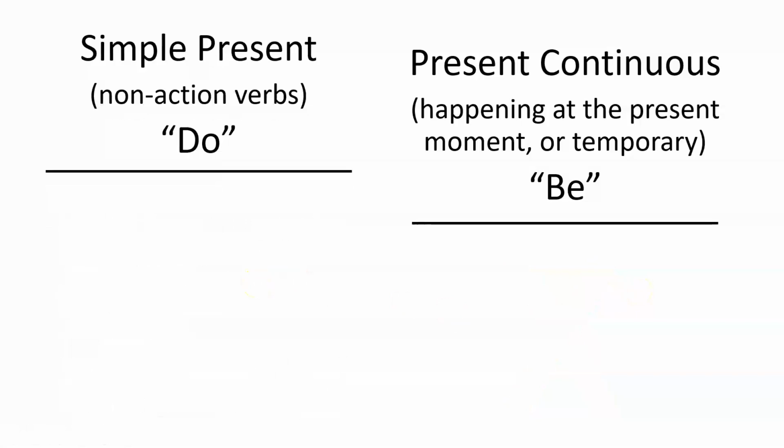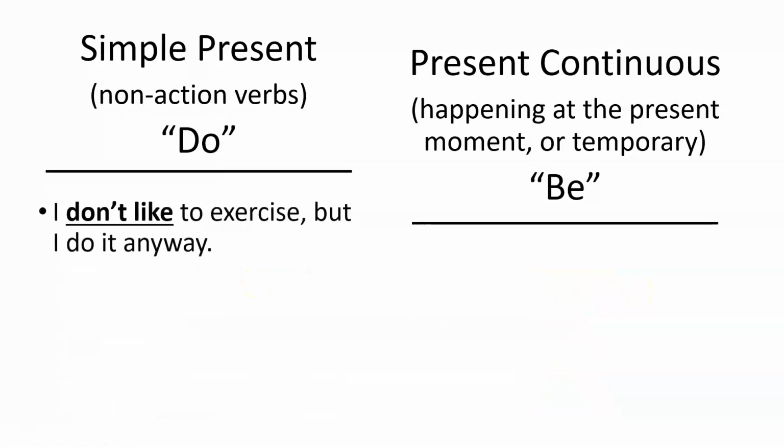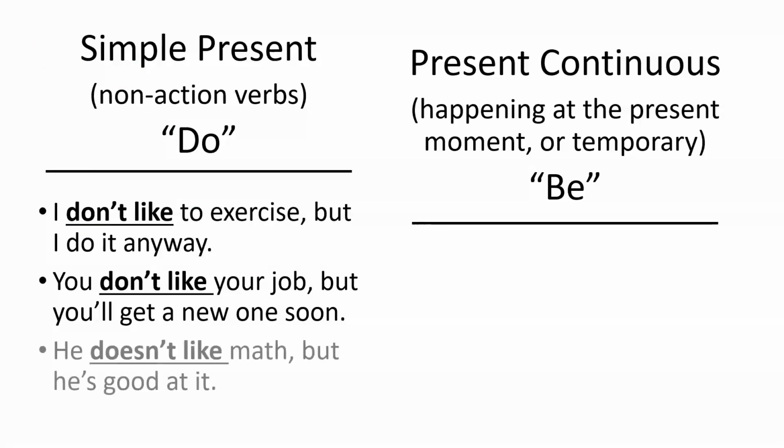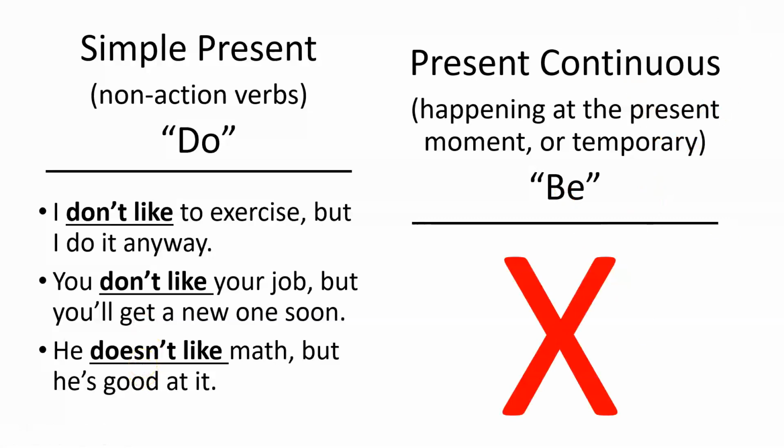Let's look at another non-action verb. How about like? So like is a state and not an action, and you will see the helping verb do with like. For example, I don't like to exercise, but I do it anyway. You don't like your job, but you'll get a new one soon. Or he doesn't like math, but he's good at it. So again, we have don't and doesn't. Can we put these sentences in the present continuous? No, because like is not an action.